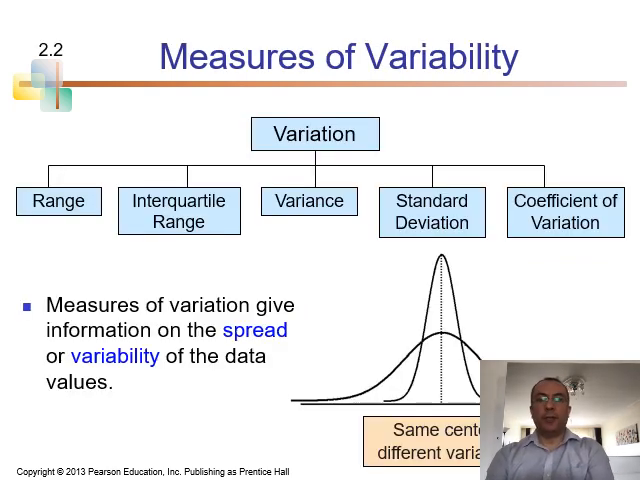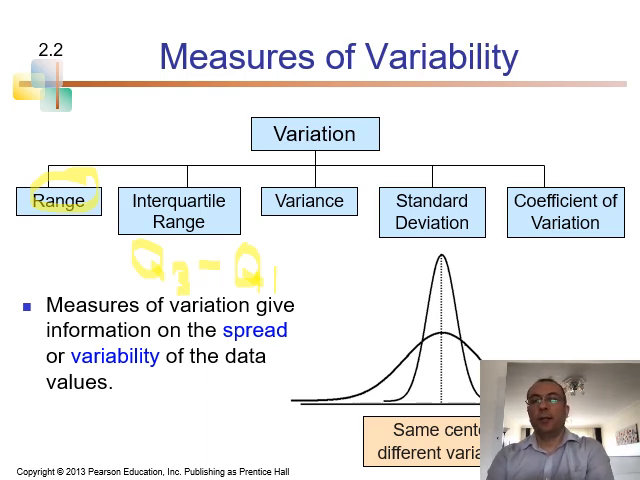Now, measures of variation. We have 5 different measures of variation. Range. Range is the easiest one. Range is maximum minus minimum. Interquartile range. It's actually easy. It's Q3 minus Q1. That is interquartile range.